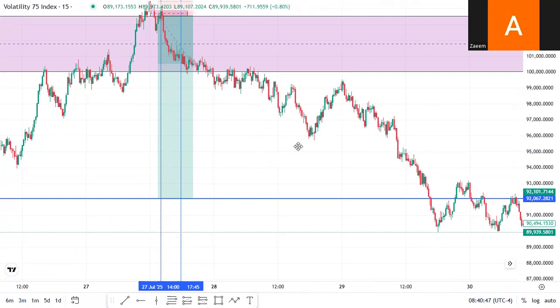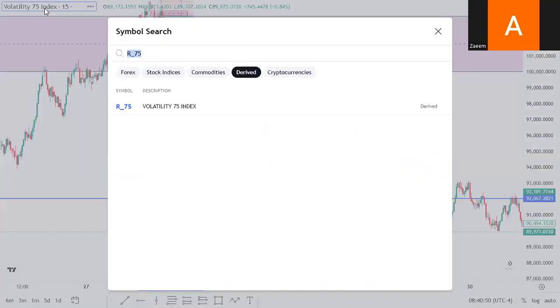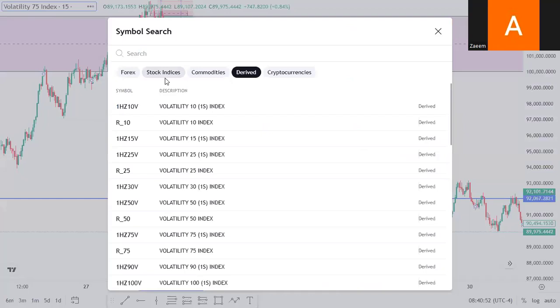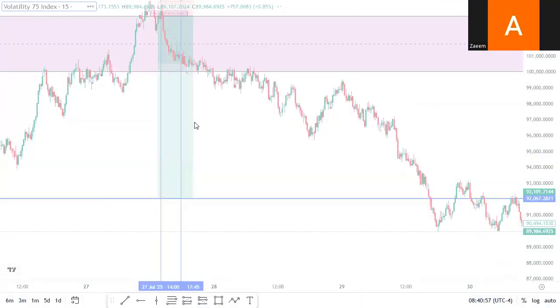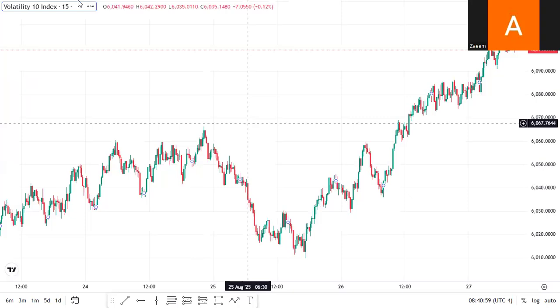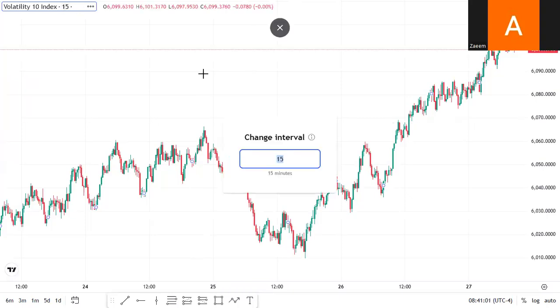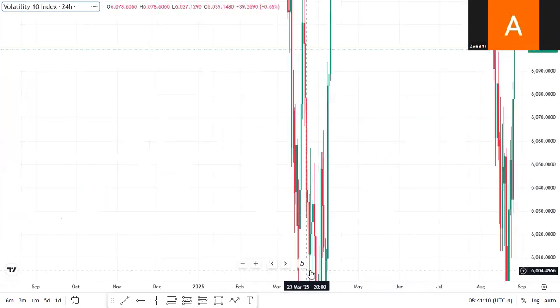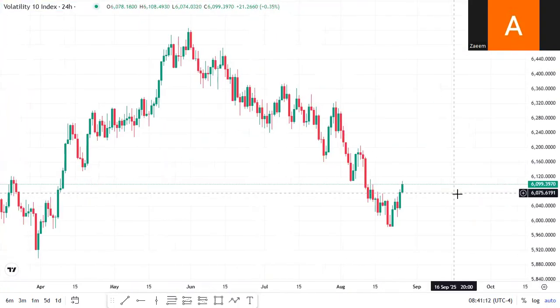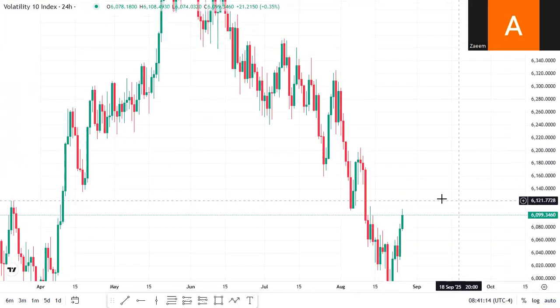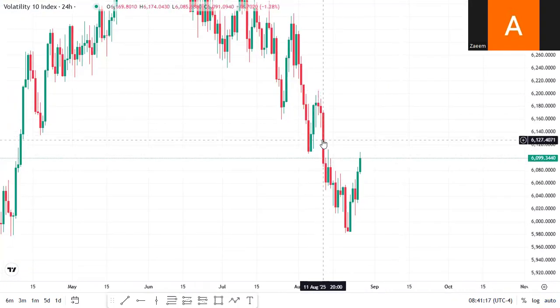So let's look at another example. Let's check, can you do V10? Let's look at V10. Let's go to our daily, 24 hours. Let's see. You see this fair value gap? If you want to do it, perfect.